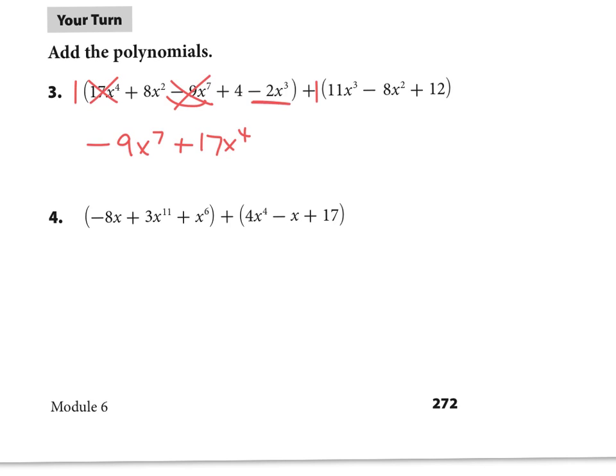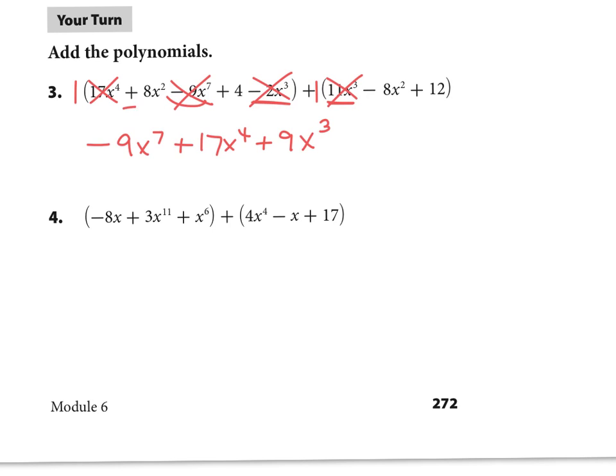To the 3rd, I've got two things, negative 2 and 11. When I add that together, I'm going to get plus 9x to the 3rd. Pay attention to the fact that I'm not changing the exponents when I add them. I'm just changing the coefficients. All right, so I took care of those.